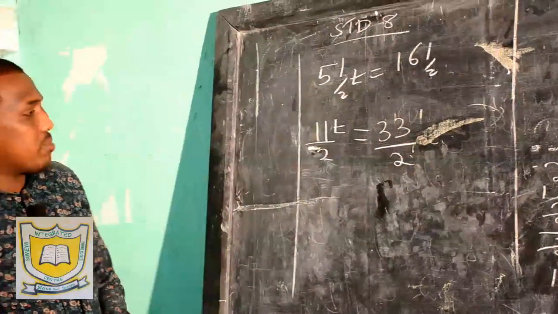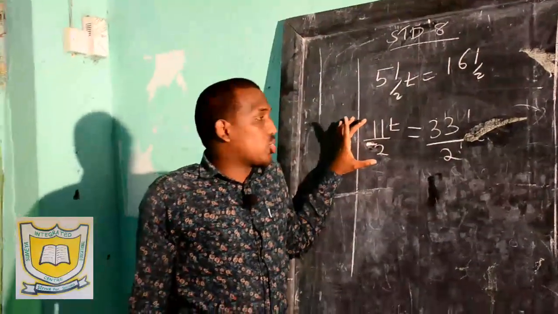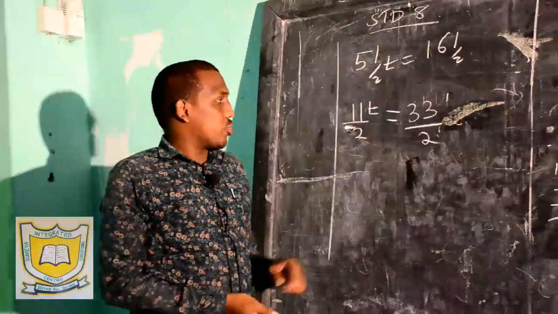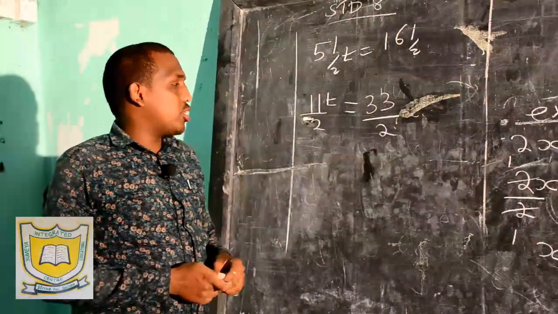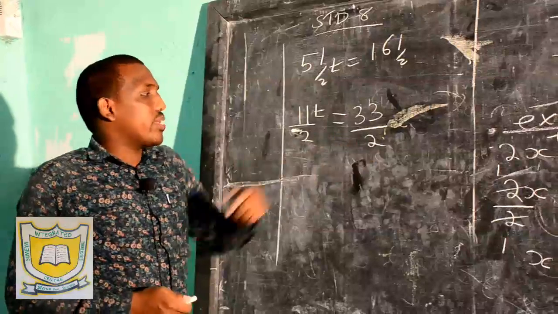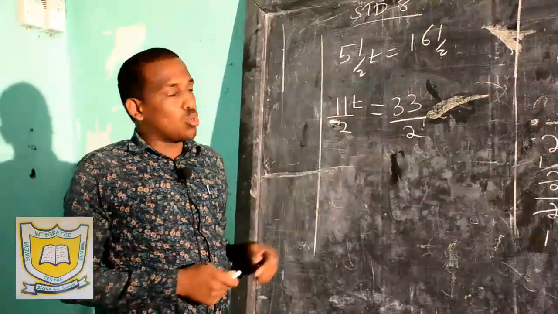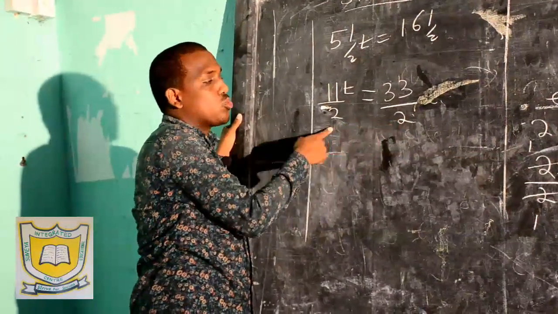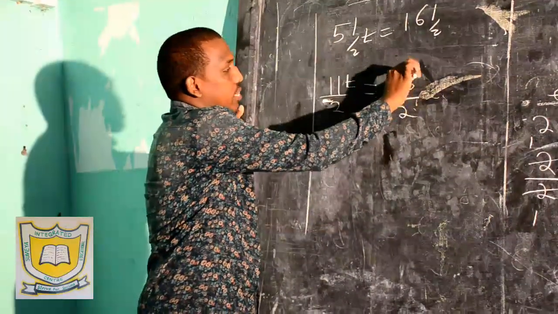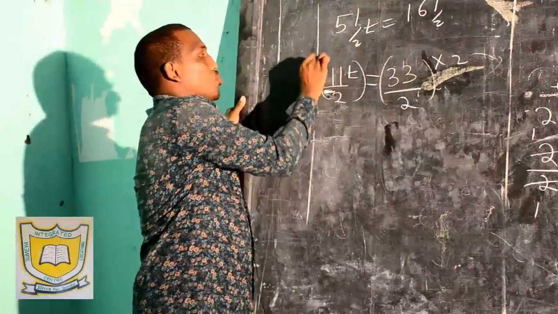Now, remember, this one is also a bit different from the other ones. Here, this side we have a fraction, and the other side we have a fraction now. So we want to get the value of t. If I want to get the value of t, I will check the denominators. The denominators are 2 and 2. So the LCM will be 2. So we multiply both sides by 2. The LCM of 2 and 2 is 2. So times 2, times 2.